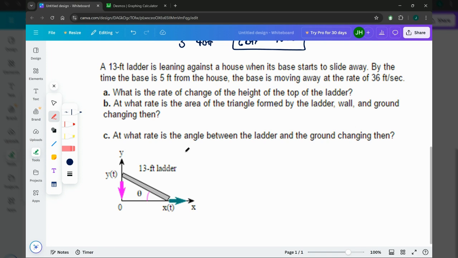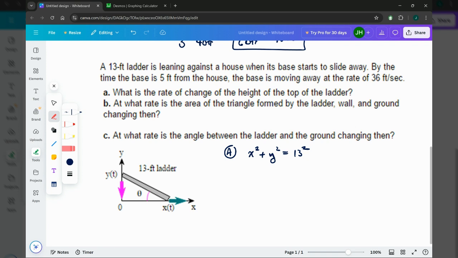Now, we already know in the picture that up and down is y, left and right is x, and the ladder is 13. So I'm going to write my equation for part A. I'm going to write x squared plus y squared equals 13 squared. The ladder is not changing length, but x is changing and y is changing. Well, let's take the derivative.